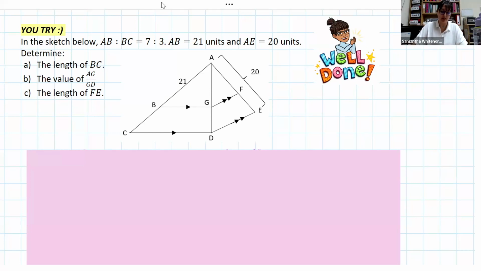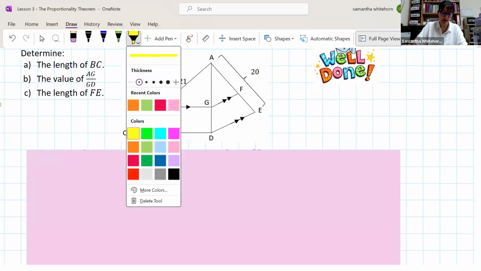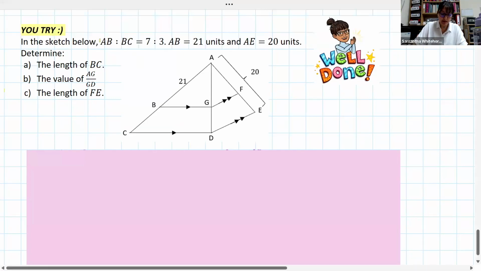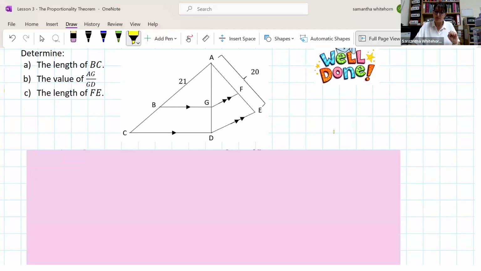The thing I am going to say, sorry, I need to learn to just not talk. But take note of this bit of information over here in yellow. I'm giving you essentially a ratio. I'm giving you a proportion. So just take note of that. Obviously, you've got AB is 21 and AE is 20. Also important bits of information. But take note of the fact that I'm actually giving you a ratio of AB to BC. I'm giving you the proportion. Right, I'm going to stop talking.